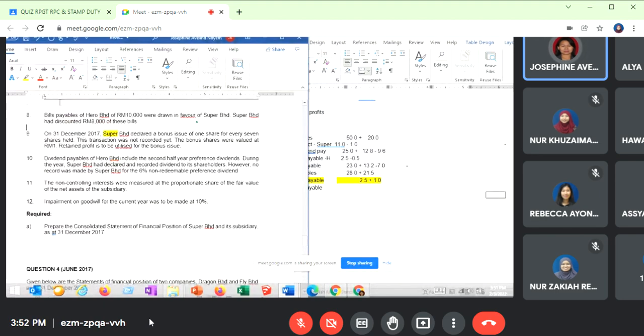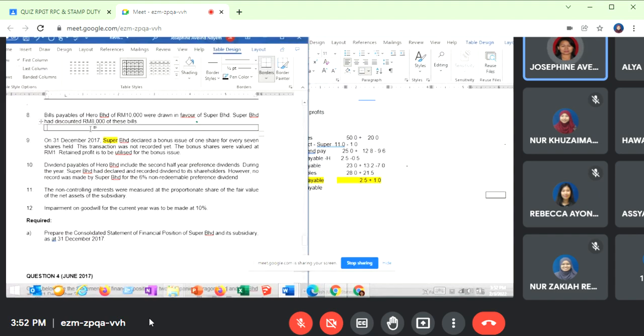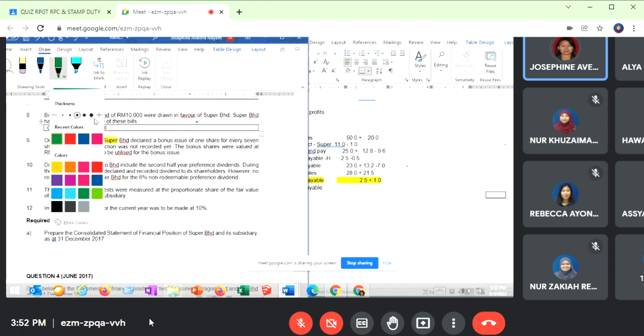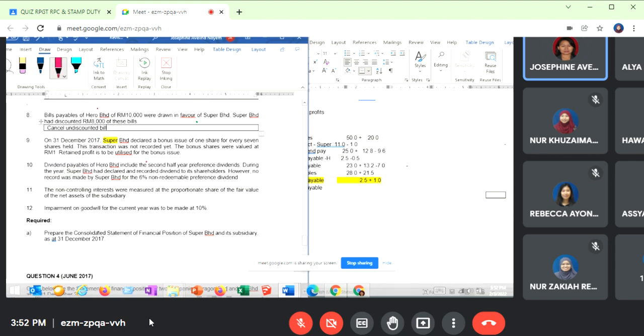The next one is the bills. This is on the bills. And if you remember, when it comes to the adjustment for bills, we only cancel the undiscounted bills. You only go for the cancellation of undiscounted bills. So here it says the bills payable of Hero, 10,000, were drawn in favor of Super. So that means if Hero is the one owing, for Super there is a bills receivable.